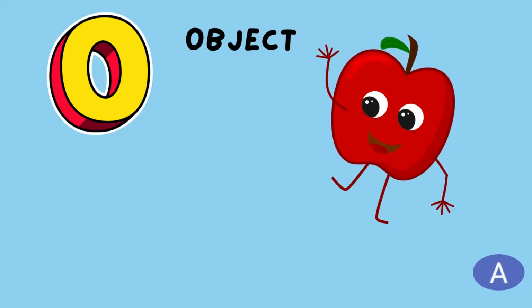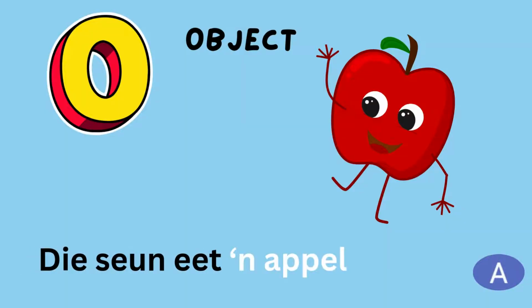Now we are at O, which stands for object. The object is the thing or person the action is happening to. It is the what or whom of the sentence. In our sentence, "die seun eet 'n appel," the apple is the thing that's being eaten, so that is our object.